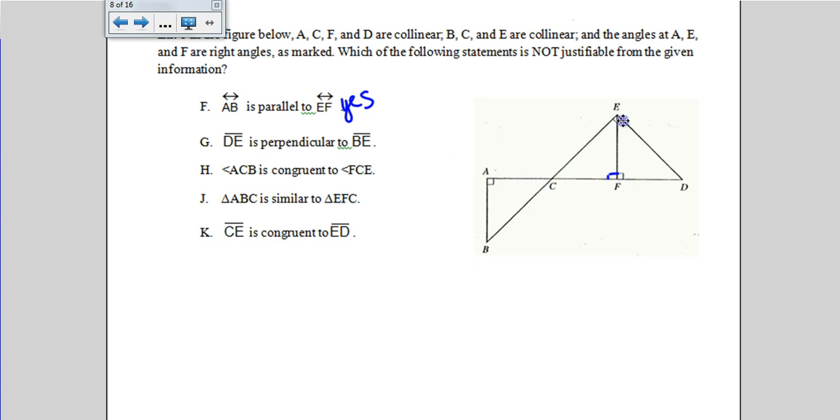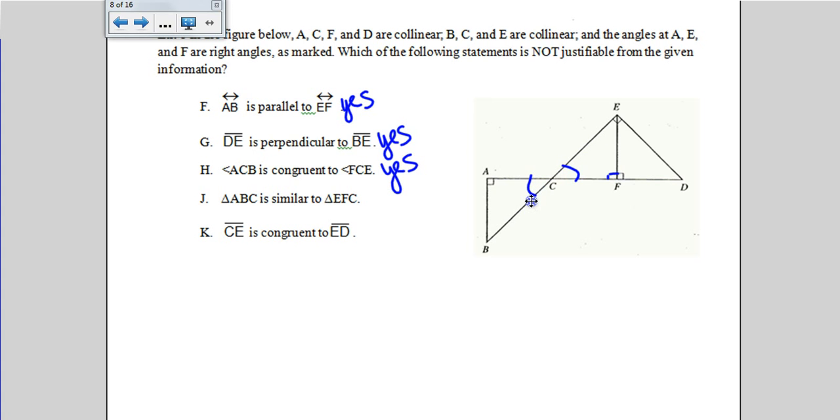Here's BE, here's DE. Well, yeah, they're perpendicular because they meet at a right angle, and that's the definition of it. ACB is congruent to FCE. So here's ACB, and here's FCE. And I think those are vertical angles, so yes, this is definitely congruent. ABC is similar to EFC. ABC, and then EFC. And the answer is yes, they are similar.